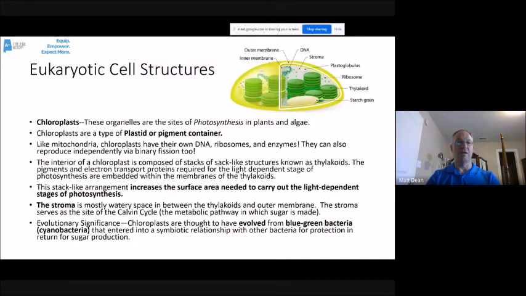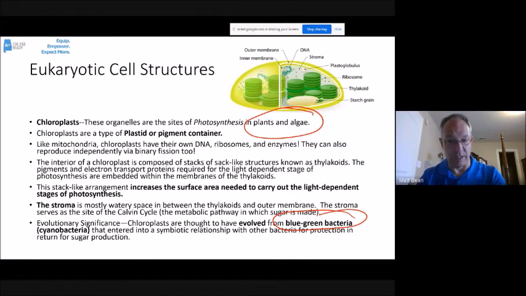Let's also talk for a minute about chloroplasts, which are found in plants and the green algae, or algae in general. Chloroplasts are a type of plastid or pigment container. Like the mitochondria, they have their own single circular piece of DNA, their own bacteria-like ribosomes, and their own enzymes. Also, like mitochondria, they can reproduce independently of the cell they're found in through a process that looks very much like binary fission. So this too indicates that they may have evolved from some type of blue-green bacteria, cyanobacteria, that formed a symbiotic relationship with a larger bacteria.